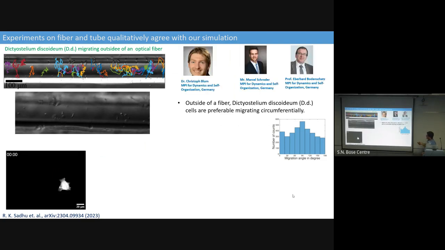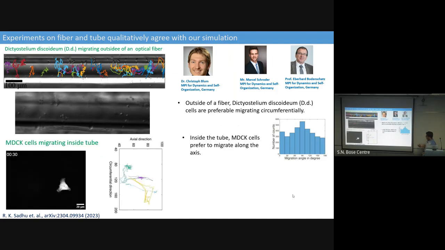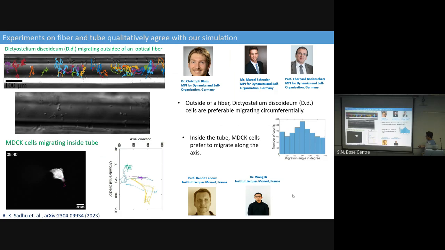And these experiments are done by these people. And in another experiment where people put this kind of MDCK cell inside the fiber, they actually see that in the axial direction there are long trajectories, so they prefer this axial migration, very similar to what we observed here.